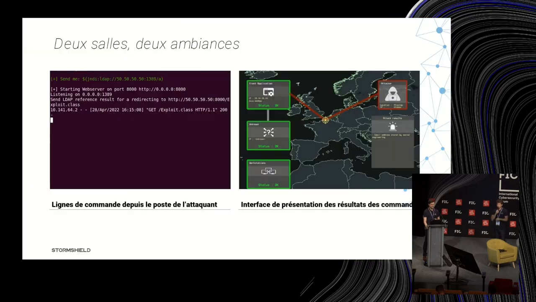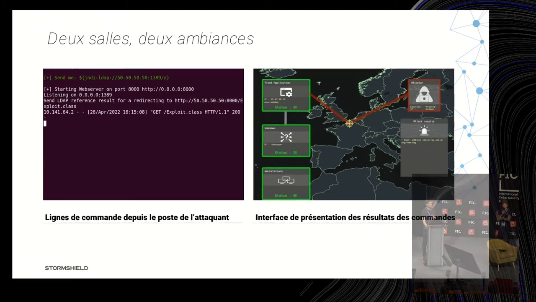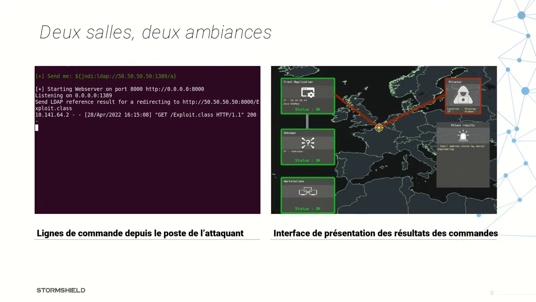Two phases. We have the first step with standard protection. So you will see two windows on your screen. On the left side, you have the attacker's workstation. On the right side, you have the interface of the results, showing the results of the commands he will be inputting. So you have the front application, the unknown.